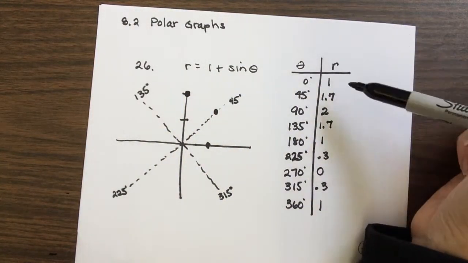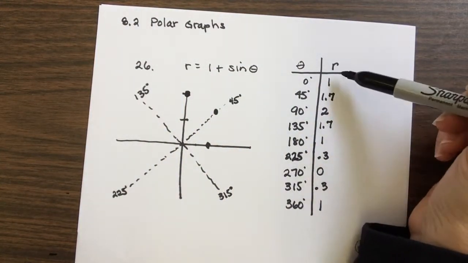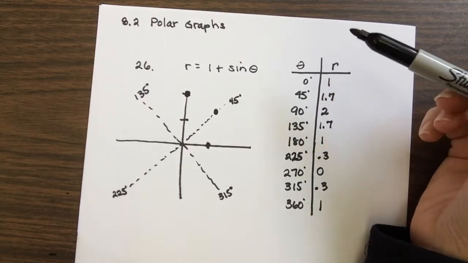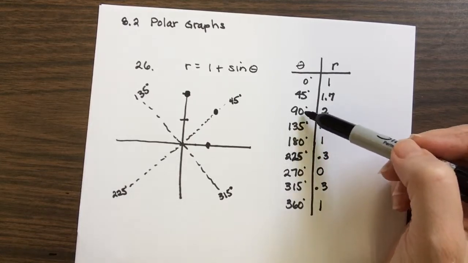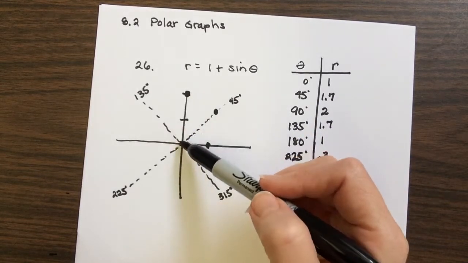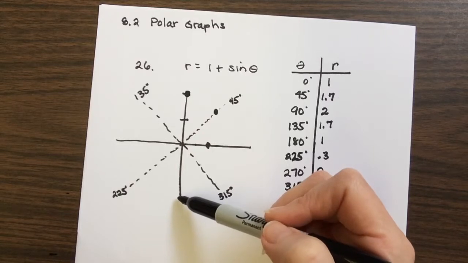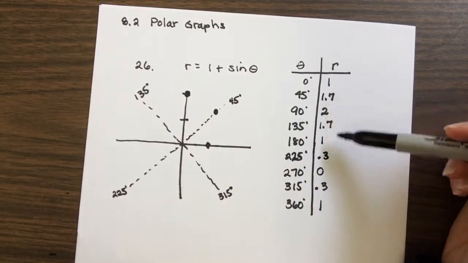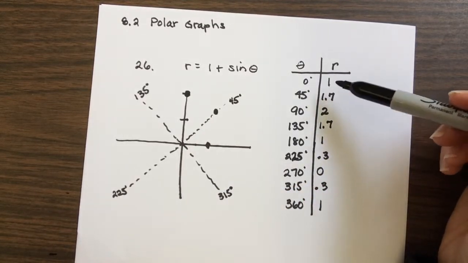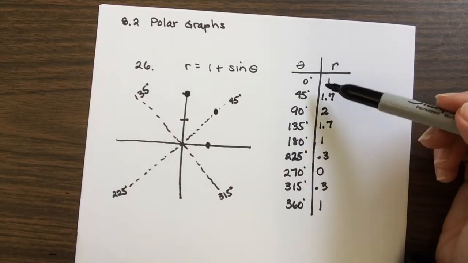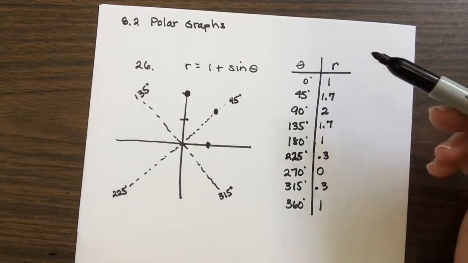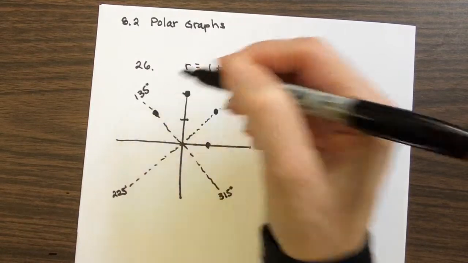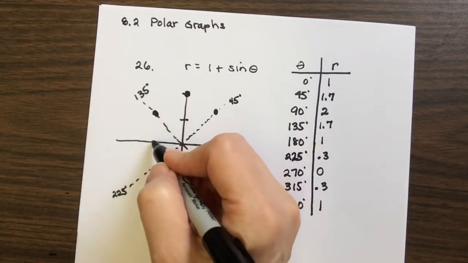Also remember, none of these values are negative, but if I had an r value that was negative, remember what we do. Let's just pretend this had been negative 2. I would have gone to 90 degrees and then gone the opposite direction, so my point would have been down here. I didn't have any of those, but if you graph these by just picking points like we've done here, remember if you get a negative r value, you go the opposite direction. Alright, let's just keep going. So we got 135, we got 1.7, put that there. 180, we're back to 1.